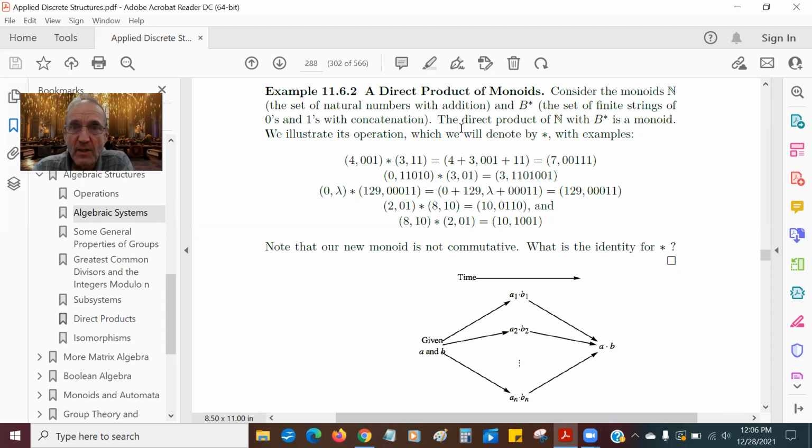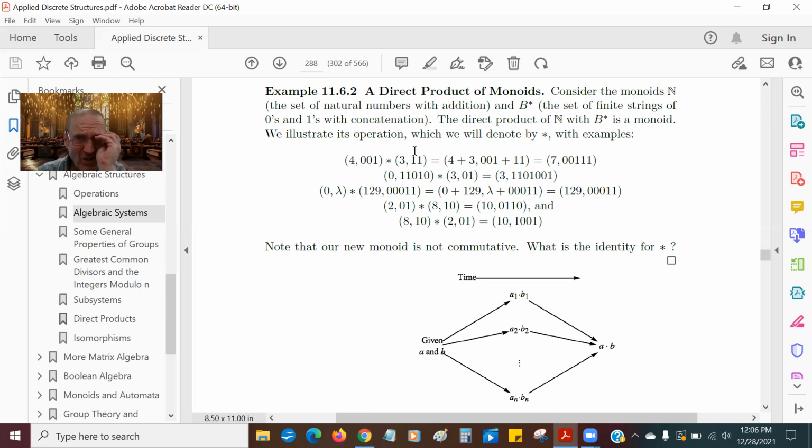So we're going to illustrate it, and we're going to denote the operation by a star with this example. If I have (4, 001), 4 is a natural number, good old plain old number 4, and 001 is a string of ones and zeros. Then we have star (3, 11). So 3 again is the plain old number 3, and 11 is a string of two ones.